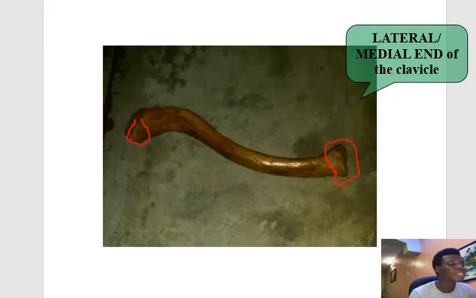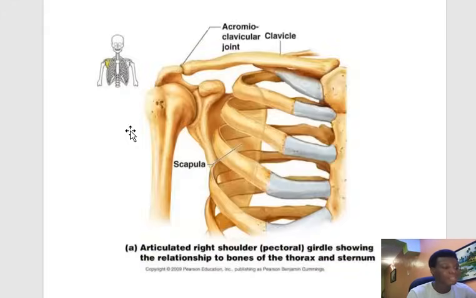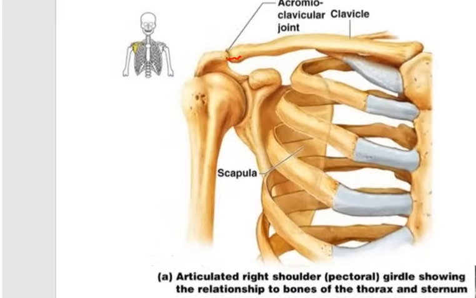It's right there, but the lateral end is flattened. Okay, the lateral end is flat, so you have to be able to recognize this part. Okay, so here's another picture. Can you see the lateral or the acromion end of the clavicle? And then medially here we have the sternal end, the sternal or the medial end of the clavicle.